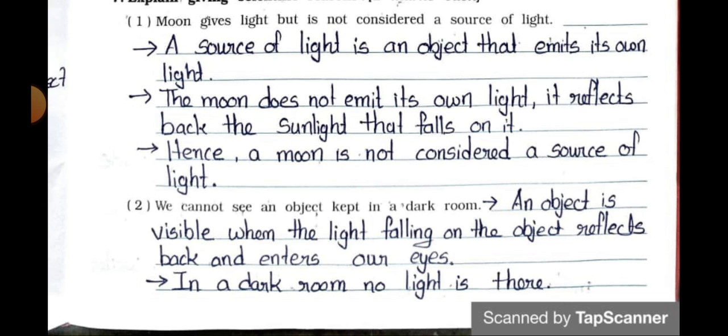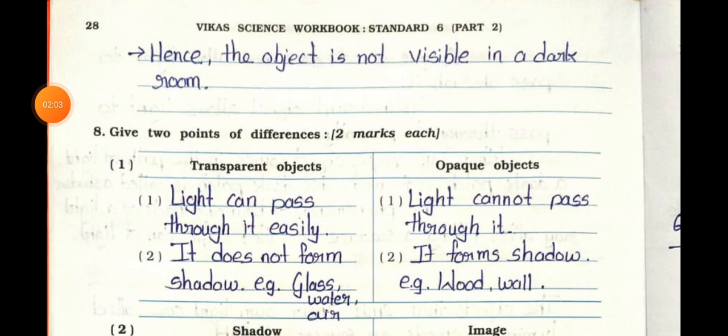Number 2. We cannot see an object kept in a dark room. Answer: An object is visible when light falls on the object, reflects back and enters our eyes. In a dark room, no light is there. Hence, the object is not visible in a dark room.